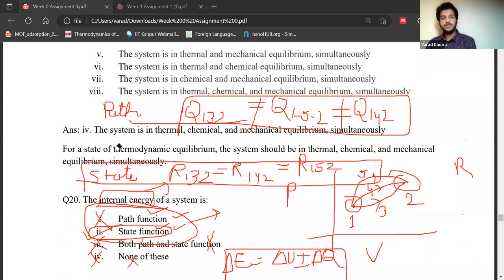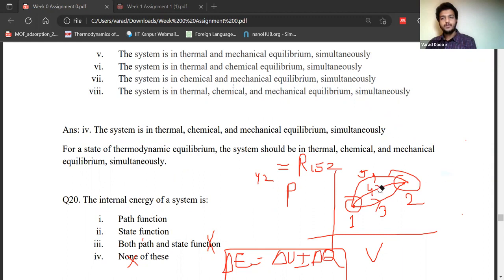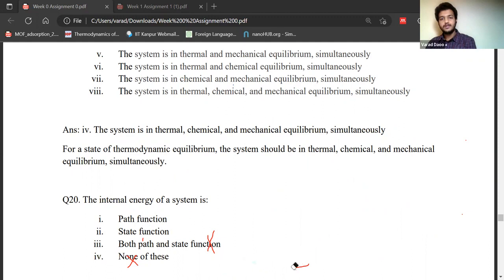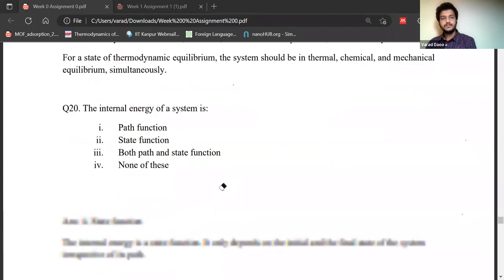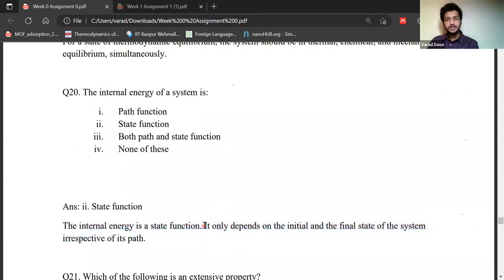So internal energy is a state function. What is the answer of question number 20? It's a state function, option 2, right? The internal energy is a state function. It only depends on the initial and final state of the system, irrespective of the path.